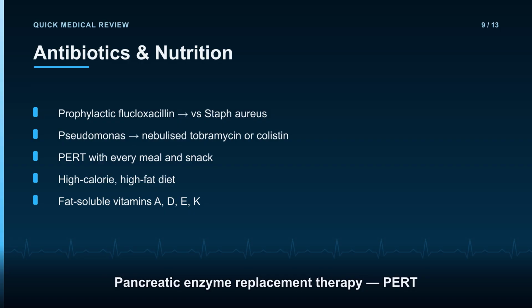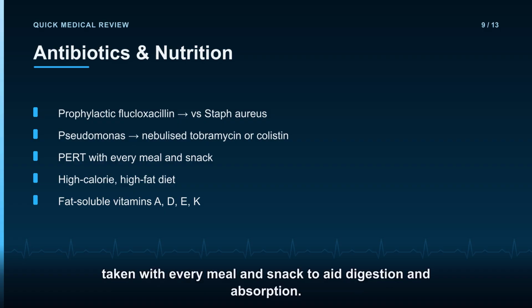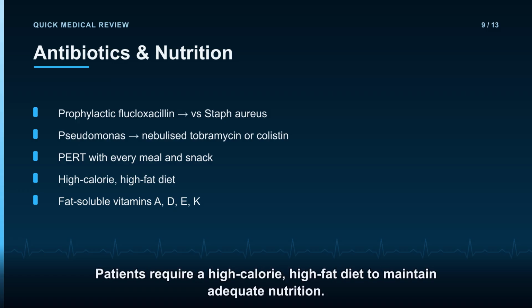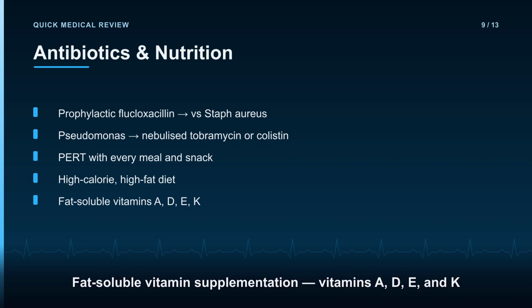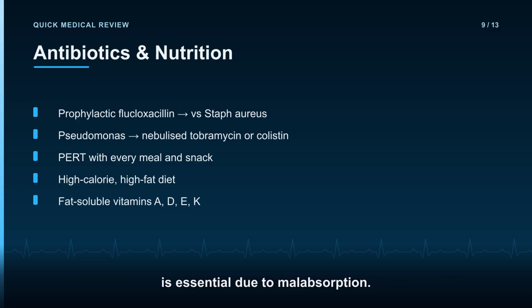Pancreatic enzyme replacement therapy, PERT, is taken with every meal and snack to aid digestion and absorption. Patients require a high-calorie, high-fat diet to maintain adequate nutrition. Fat-soluble vitamin supplementation, vitamins A, D, E, and K, is essential due to malabsorption.